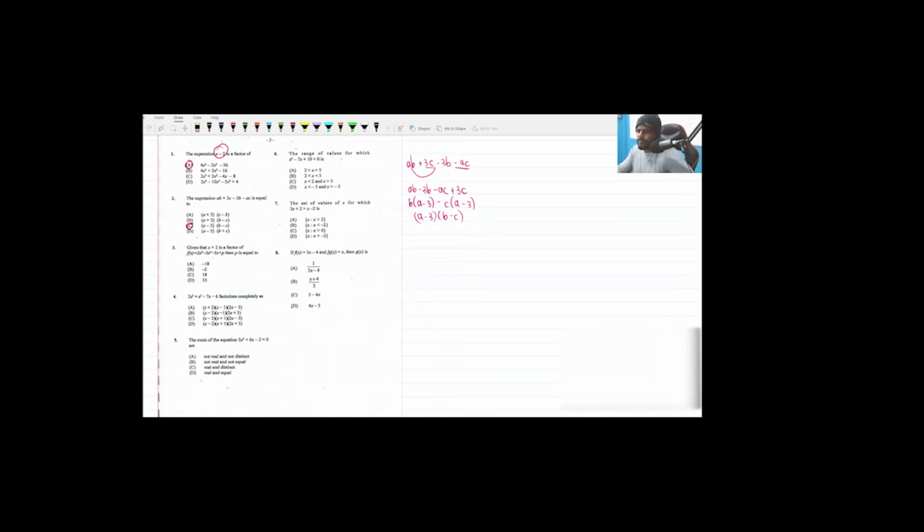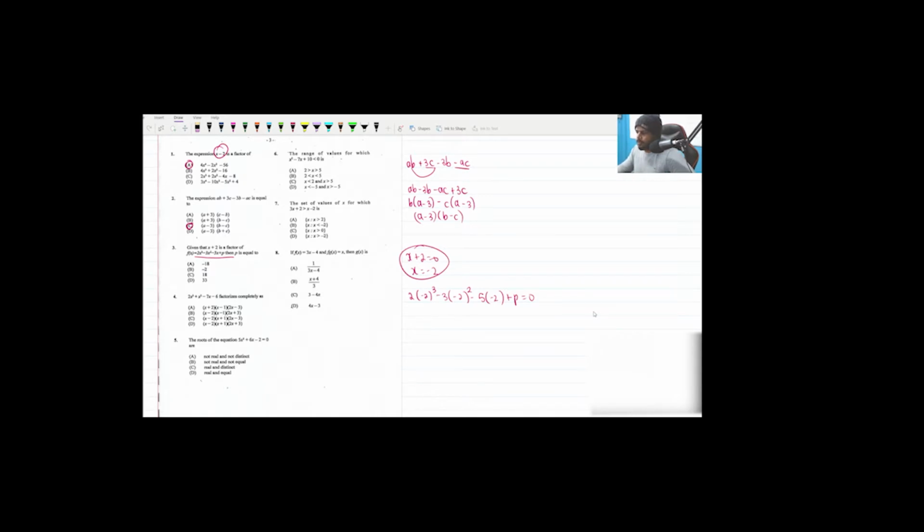I think this one was a repeat as well. Given that x plus 2 is a factor, similar to number 1, I'll put x plus 2 equal to 0, and I'll get x is equal to minus 2. Given that it is a factor of f of x, I'll substitute minus 2 and put it equal to 0, because if it's a factor, it's equal to 0. So x is minus 2, and I'm substituting it into this expression: 2 into minus 2 cubed minus 3 into minus 2 squared minus 5 into minus 2 plus p, and that will be equal to 0 given that this is a factor.